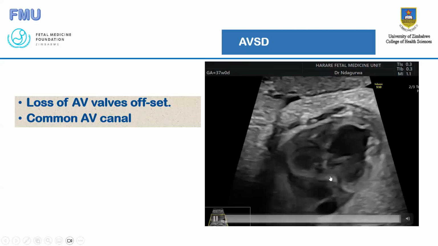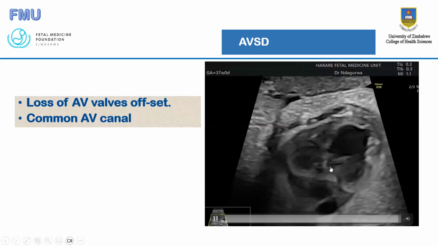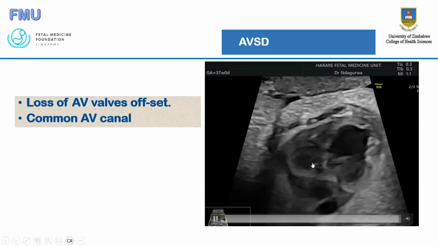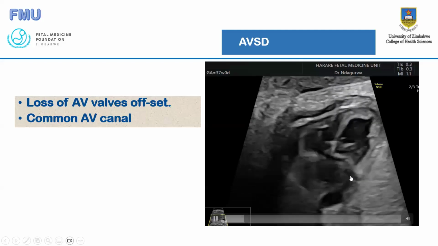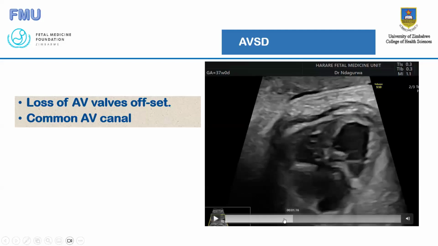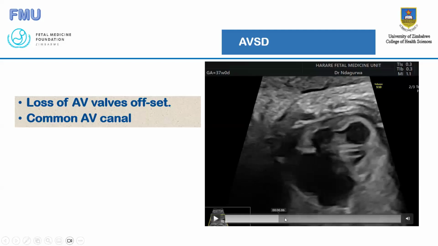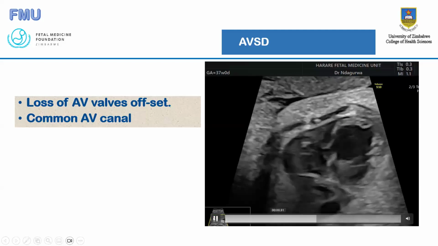You can see that there's no crux at all. You are right to say there's a loss of the crux, because the heart now has a common atrioventricular canal here. That common canal is because there is malformation at the level of the crux. You can see the opening. Let me demonstrate the opening here. Look how the heart is opening here. Look, it's a very large chamber.